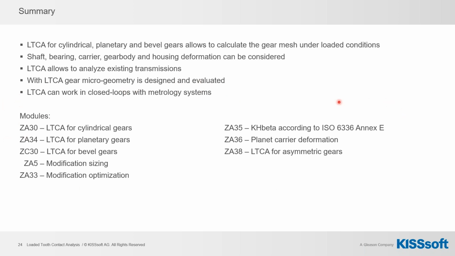What modules have I shown? Now, this is maybe a little bit of commercial information for you. We have seen ZA30, the module for loaded tooth contact analysis for cylindrical gears, ZA34 for planetary gears, and ZC30 for bevel gears. I have shown you some rough proposals by the software for profile and flank line modifications. This is covered by the module ZA5. The spider web diagrams and optimizations are covered by the module ZA33. The simplified phase load distribution based on Annex E, this one-dimensional, is module ZA35, and there are some additional modules which I will not speak of right now.